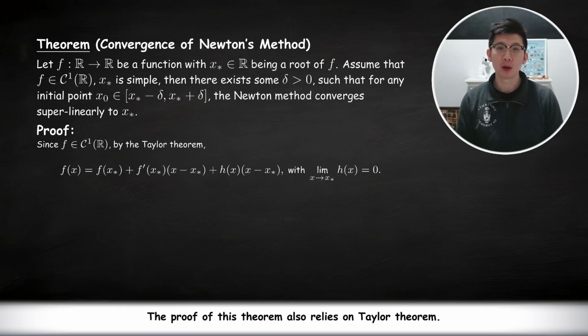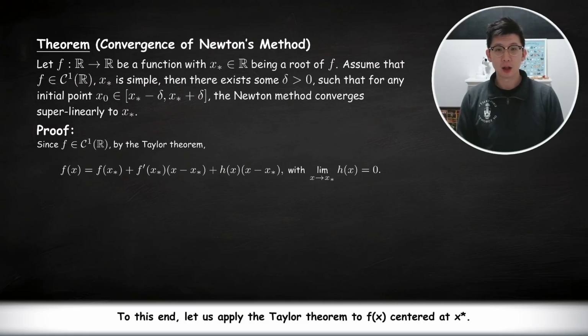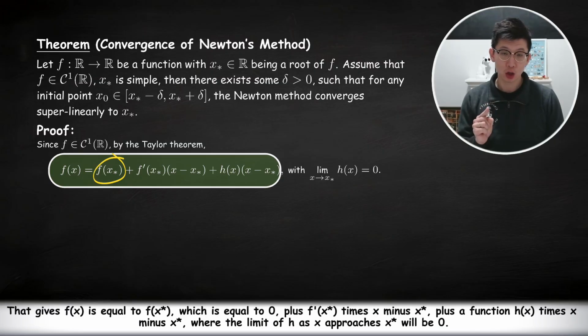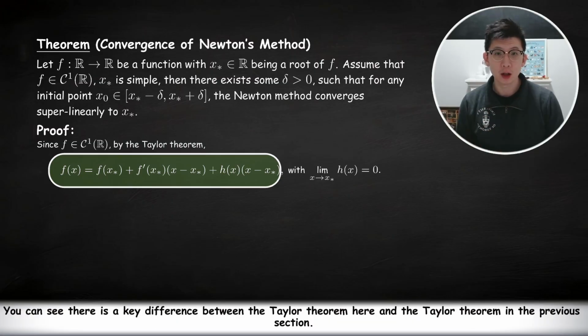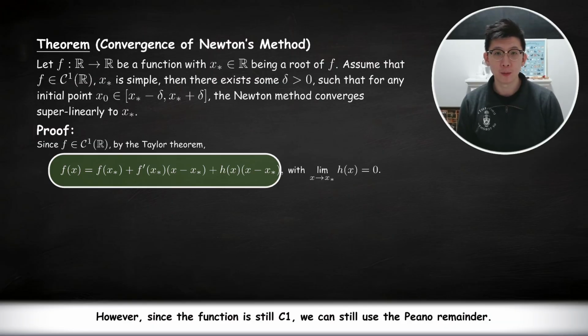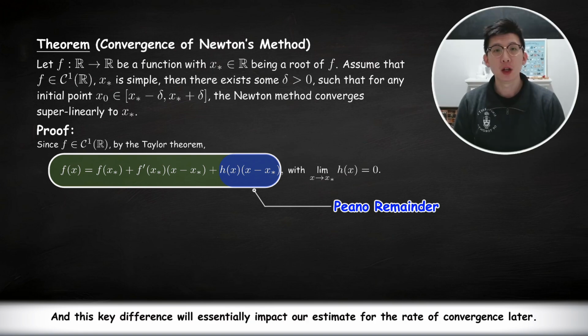The proof of this theorem also relies on Taylor theorem. To this end, let us apply the Taylor theorem to f(x) centered at x star. That gives f(x) is equal to f(x star), which is equal to 0, plus f prime (x star) times (x minus x star), plus a function h(x) times (x minus x star), where the limit of h as x approaches x star will be 0. You can see there is a key difference between the Taylor theorem here and the Taylor theorem in the previous section. As now we no longer have C2 regularity, we don't have the Lagrange remainder anymore. However, since the function is still C1, we can still use the Peano remainder. And this key difference will essentially impact our estimate for the rate of convergence later on.